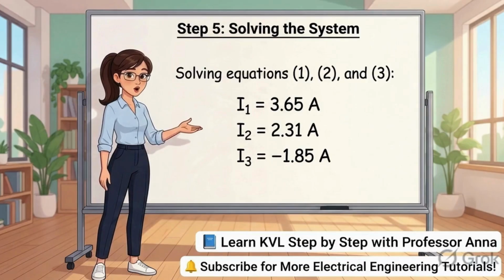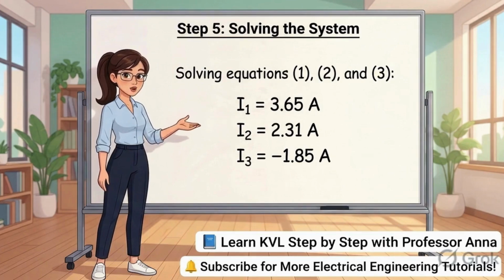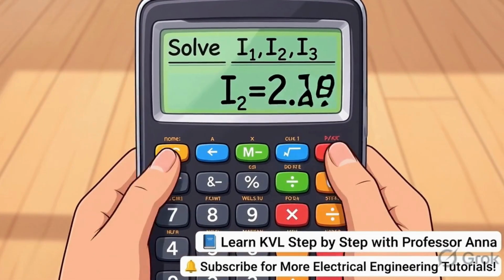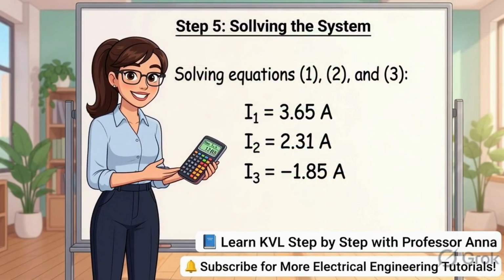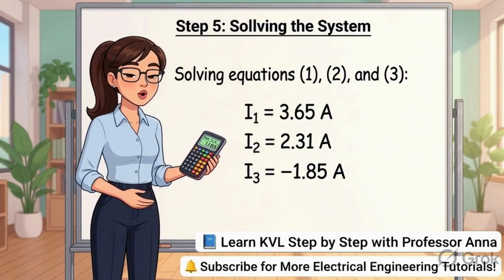Now solve all three equations simultaneously in the scientific calculator. We get I1 equals 3.65 amps, I2 equals 2.31 amps, and I3 equals negative 1.85 amps. The negative sign simply tells us that I3 actually flows opposite to our assumed clockwise direction.